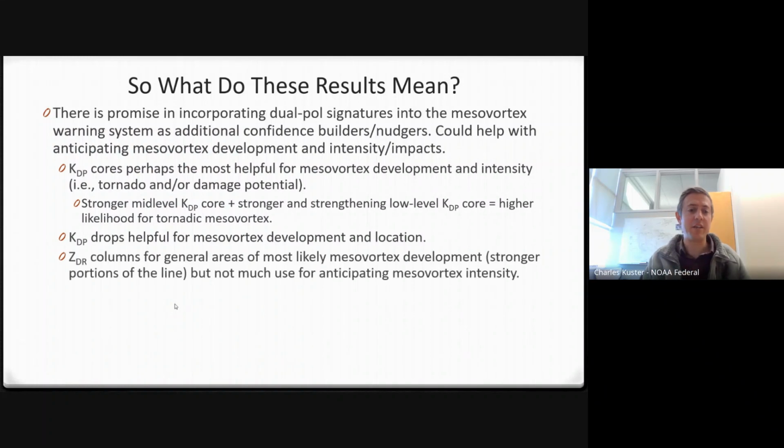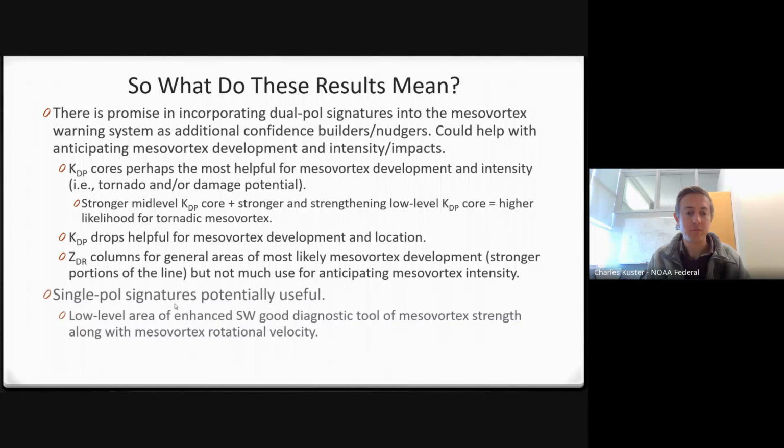ZDR columns, I think, are less useful. I don't know whether they would work well as a confidence builder. I think they can provide some guidance as to where the strongest portions of the line are, maybe where the strongest mid and upper level updrafts are. And maybe those strongest parts of the line might be where you have the highest mesovortex potential. But in terms of trying to get a warning type, should it be a severe thunderstorm warning or tornado warning, or how likely is it going to be a tornadic mesovortex versus a non-tornadic mesovortex, I don't think ZDR columns can really show much in terms of that. And then some of the single pole signatures I think could be potentially useful as well.